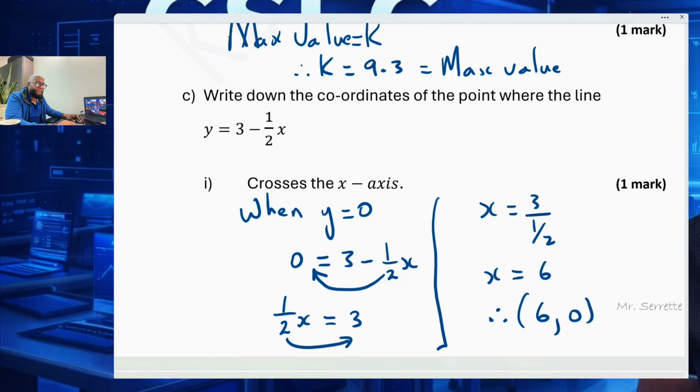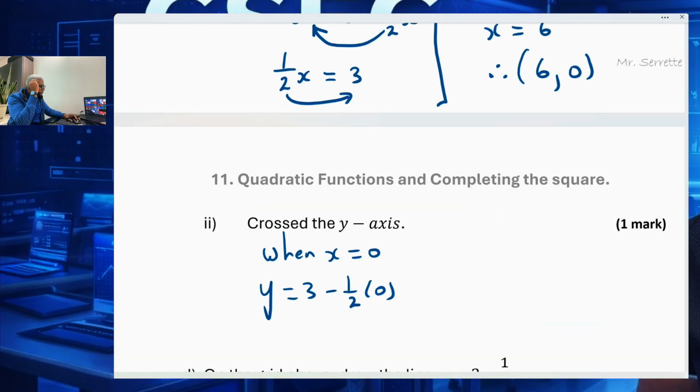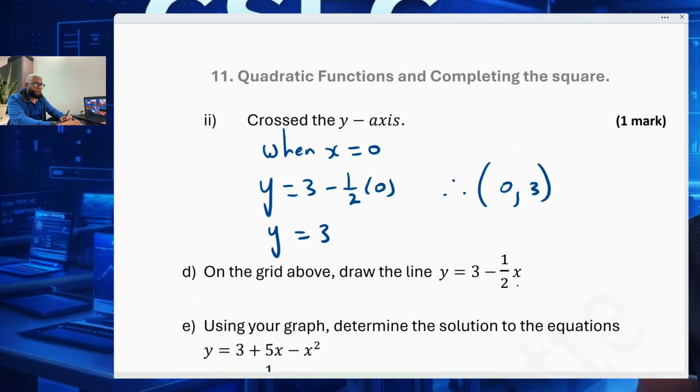So this would be the coordinates of the point where my line crosses. This is a linear equation, so it is a line. It cuts the x-axis at this point. Once again, when the line crosses the y-axis, the value of x is 0. So when x is equal to 0, y is equal to 3 minus a half by 0, so y will be equal to 3. So the coordinates of this point would be 0, comma 3. So on the grid above, draw the line.